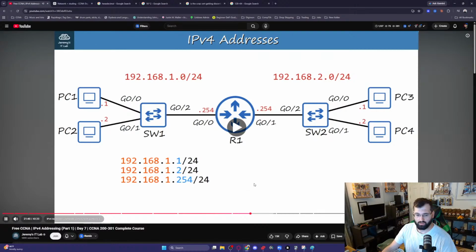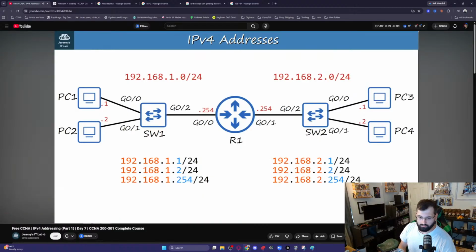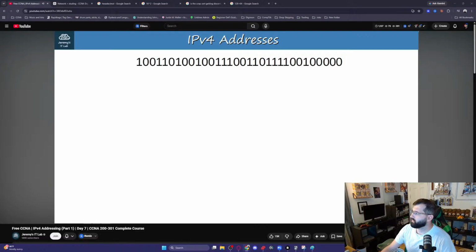Likewise, the IP addresses of PC3, PC4, and R1's G0/1 interface are 192.168.2.1/24, 192.168.2.2/24, and 192.168.2.254/24. Only the host portion of the address is different because they are on the same local area network. Let's follow the same process as before with another IP address. If you want some extra practice, try to convert these 32 binary bits into an IPv4 address. Pause the video if you want to try and find the answer on your own.